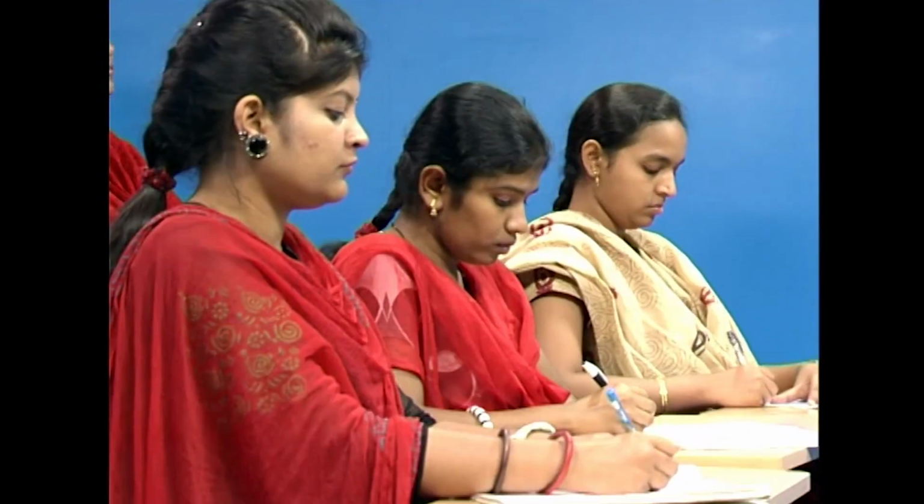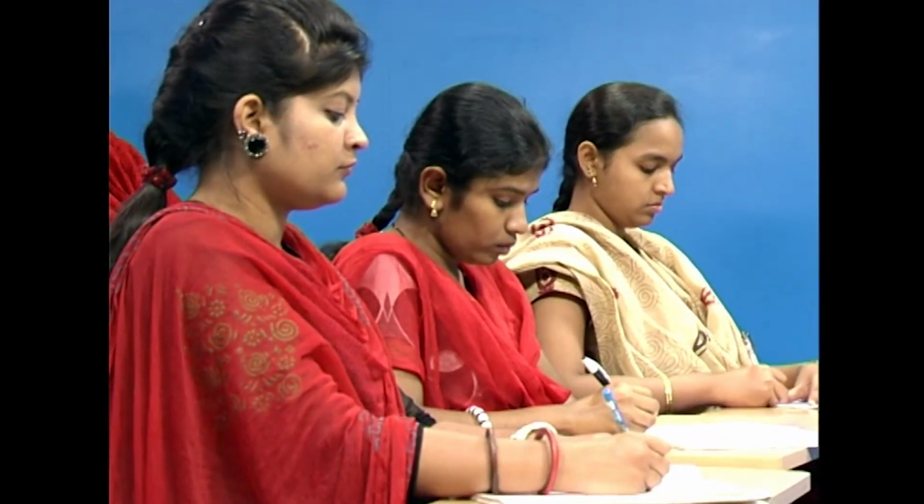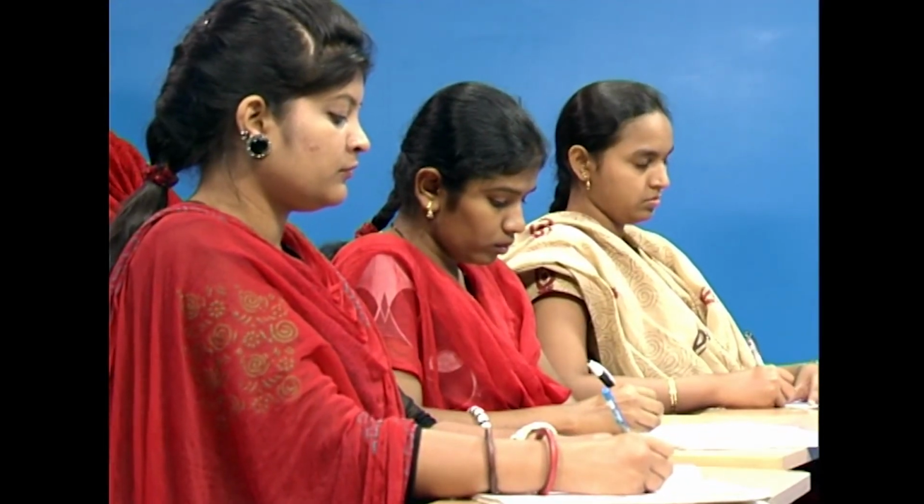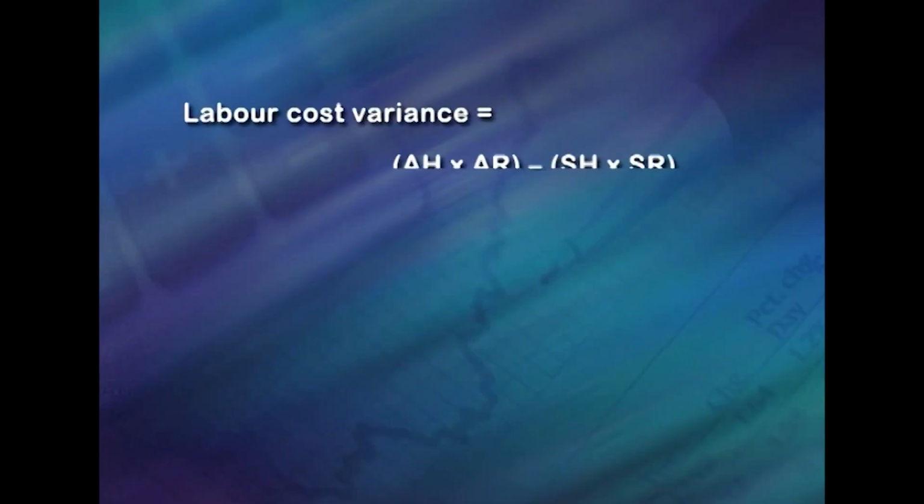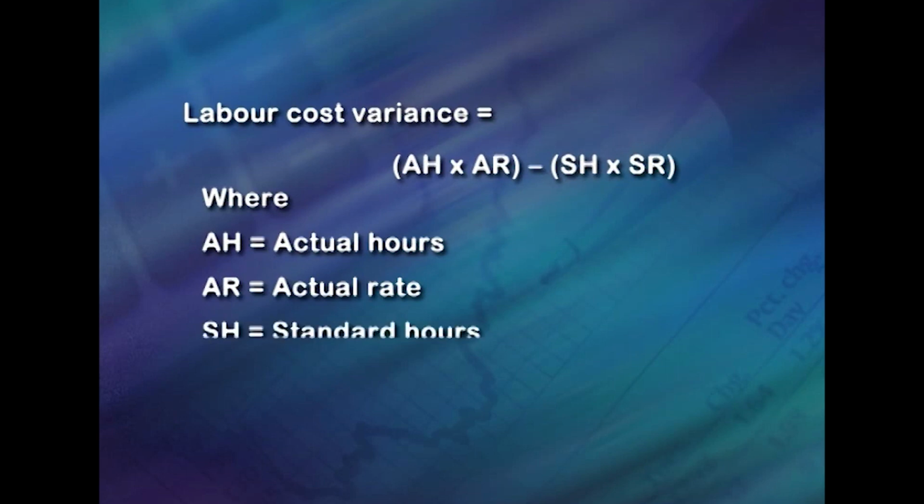Direct labor variances arise when actual labor costs are different from the standard labor costs. In analysis of labor costs, the emphasis is on labor rates and labor hours. The variance is calculated by using the following formula. Labor cost variance equals the actual hours into the actual rate minus the standard hours into the standard rate.